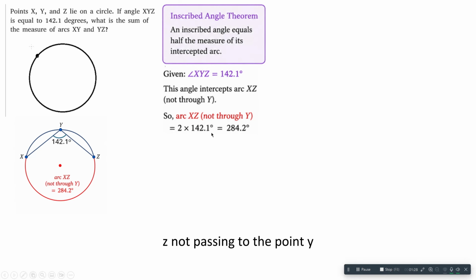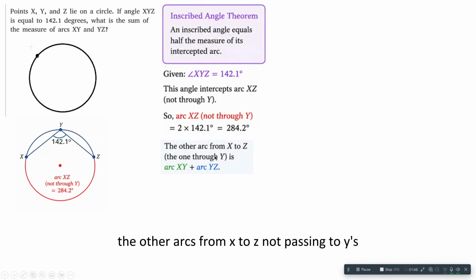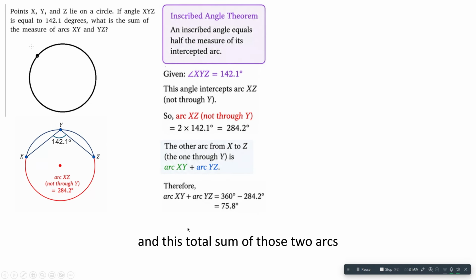Therefore, the arc XZ not passing through the point Y, based on the inscribed angle theorem, equals twice the angle XYZ, which is twice 142.1 degrees, equal to 284.2 degrees. The other arc from X to Z, the one passing through Y, is the total of arcs XY plus YZ, and the sum of those two arcs equals the full 360 degrees minus the remaining arc of 284.2 degrees, which equals 75.8 degrees.